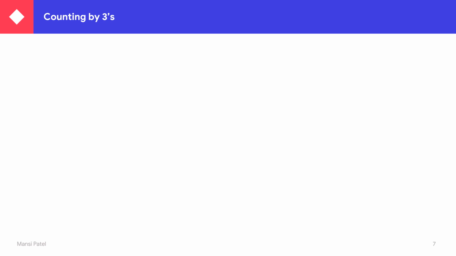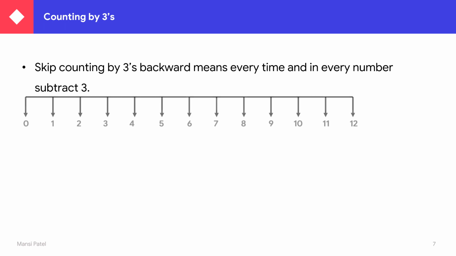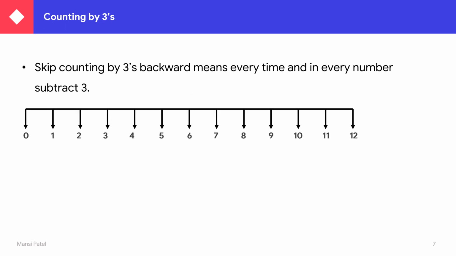Now, what about counting by threes? Skip counting by threes backward means every time and in every number subtract 3. See with the help of one number line. Again in this backward counting we have to jump from back side, from last number, and 3 numbers we have to skip. So we are on 12. Which numbers do we leave? 3 numbers. Which are those? That is 11, 10 and 9.